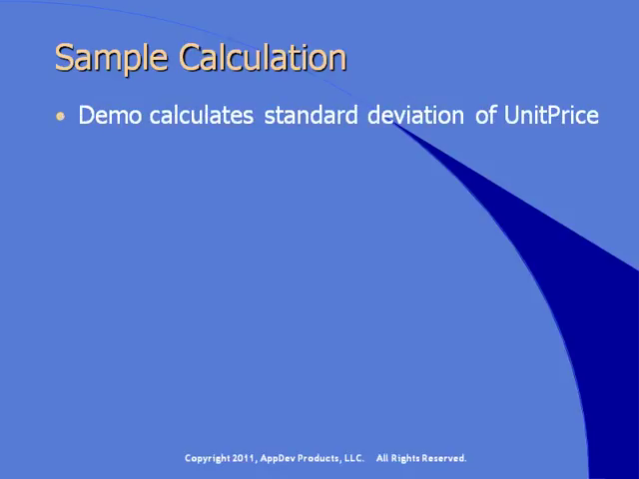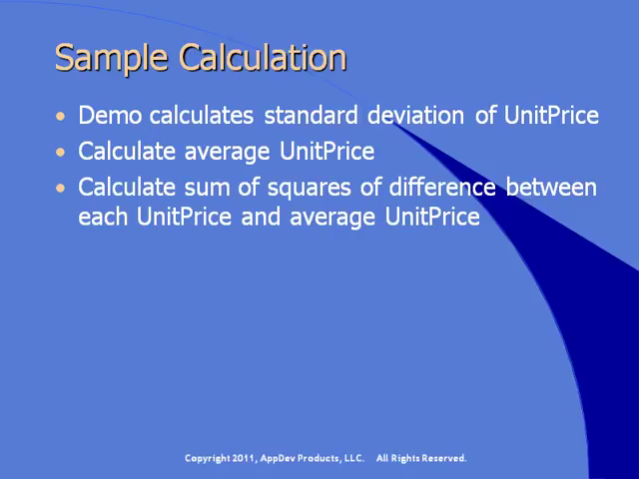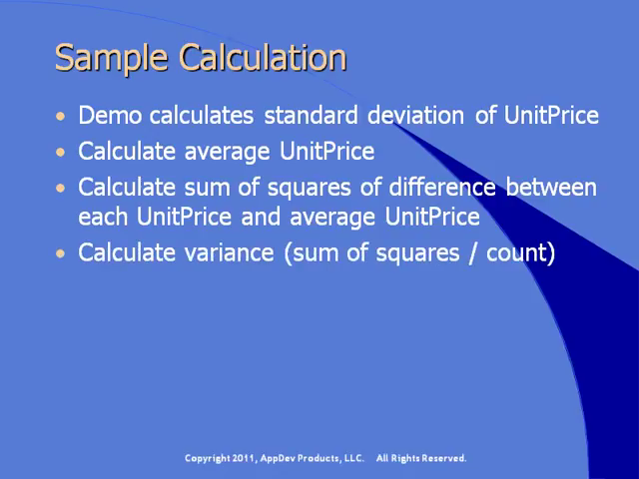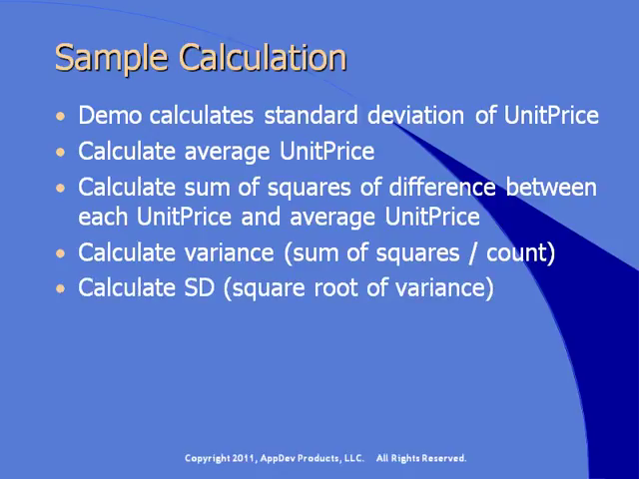Let's say we would like to calculate the standard deviation of the unit price value in our products list. To do that, we need to calculate the average unit price. Then calculate the sum of the squares of the difference between the unit price and the average unit price. That sum of the squares of the difference helps us calculate standard deviation. Next, we'll calculate the variance, which takes the sum of the squares values we calculated in the previous step divided by the count, the number of unit price values. And finally, to calculate the standard deviation, we take the square root of the variance.